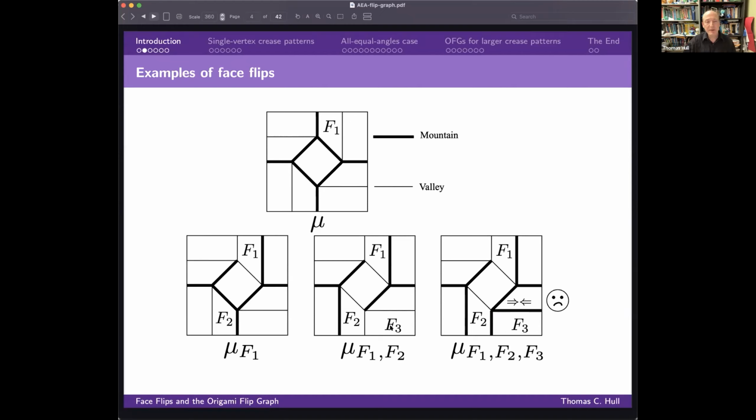But then look what happens when I flip F3, this face down here. That gives me this crease pattern, and this is not a valid mountain valley assignment. Mainly, if you look at the vertex that adjoins F3, it now has 2 mountain creases across this 45-degree angle, whereas the 2 neighboring angles are 90 degrees, and you can't have that. That is not flat foldable. It violates something called the big little big theorem. So you can't just flip every face and still get a valid mountain valley assignment, and that is one of the challenges with face flips.